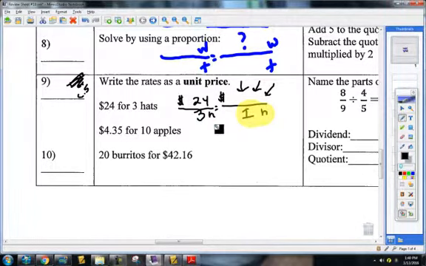From here, you can cross multiply and divide, or just know that you're dividing your number of hats by 3, so you have to do the same thing to your money. All 3 of those are going to be the same. Be real careful on this one with your rounding. You have to round on that one because it's money. Remember, money always goes to 2 decimal places.